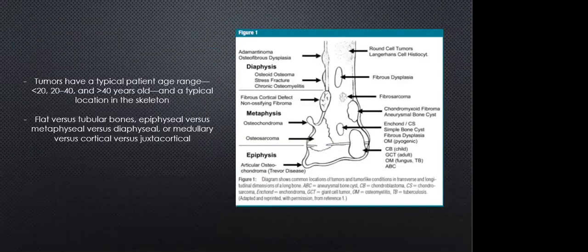Tumors have a typical patient age range, under 20, 20 to 40, and over 40 years old, and a typical location in the skeleton: flat versus tubular bones, epiphyseal versus metaphyseal versus diaphyseal, or medullary versus cortical versus juxtacortical lesion. The margin of a lesion and type of periosteal reaction are indicators of lesion aggressiveness. A well-defined lesion with a sclerotic ring and thick, granulated periosteal reaction is the most innocuous appearance, while a permeated pattern with a spiculated periosteal reaction is the most aggressive.